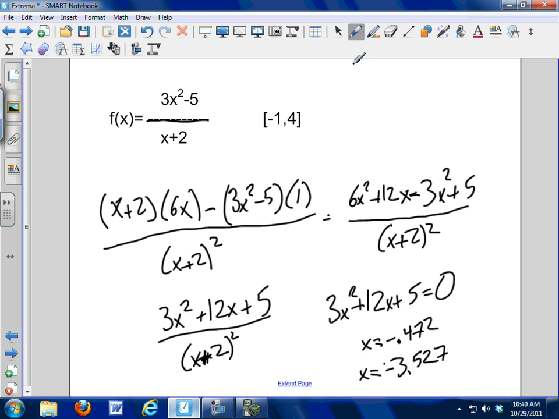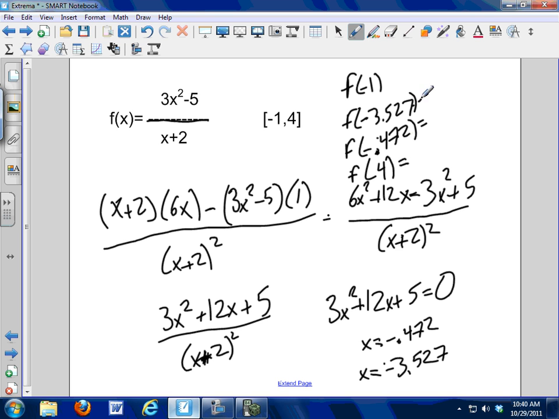And so then we're just going to find, and this is sort of the monkey work part of things, f of -1, f of -3.527, f of -0.472, and f of 4, and make our decision. Biggest number is the maximum, smallest number is the minimum. If I had a calculator, I'd just put in y equals and use y1 of whatever and go there. So I think you can do the monkey work portion of things. I know you could have done the derivative portion, but just reminding you of the quotient rule.